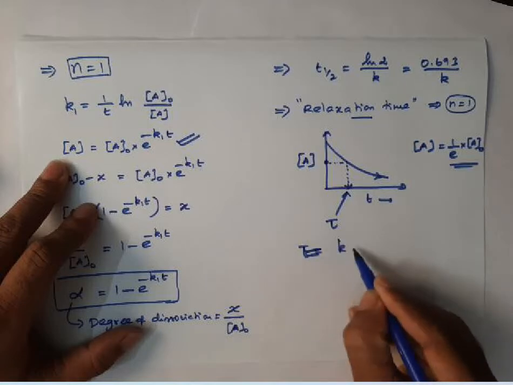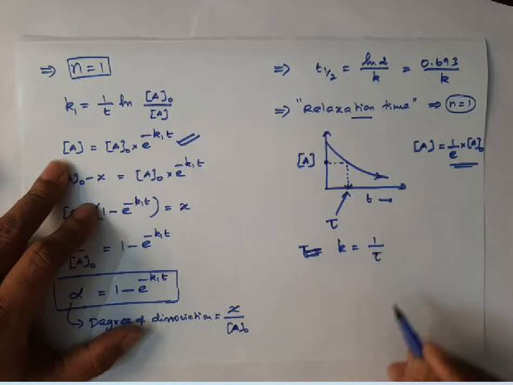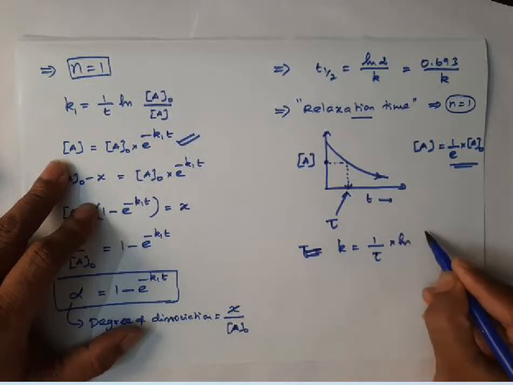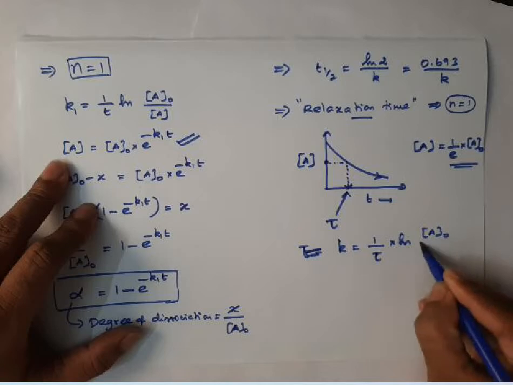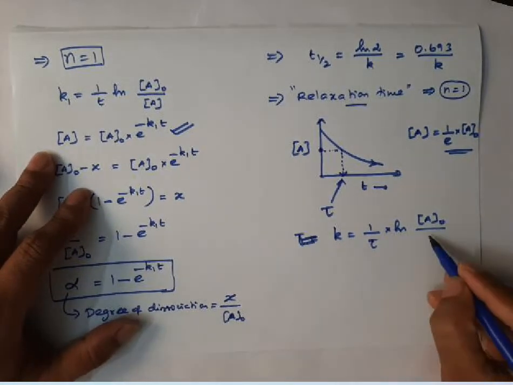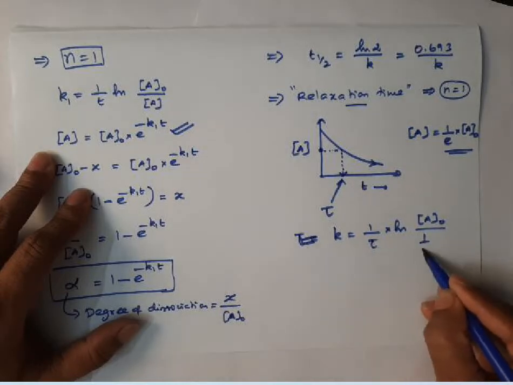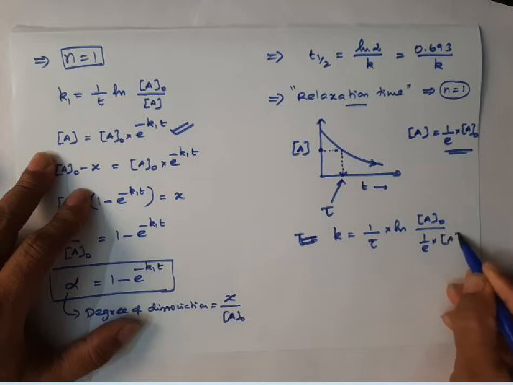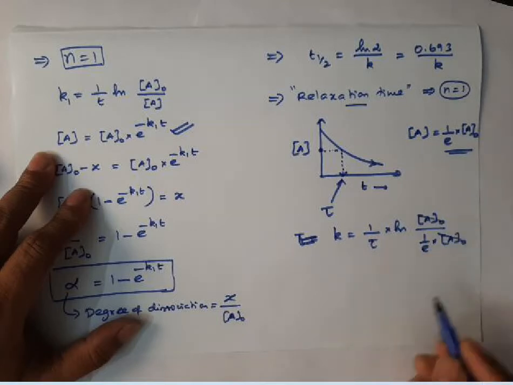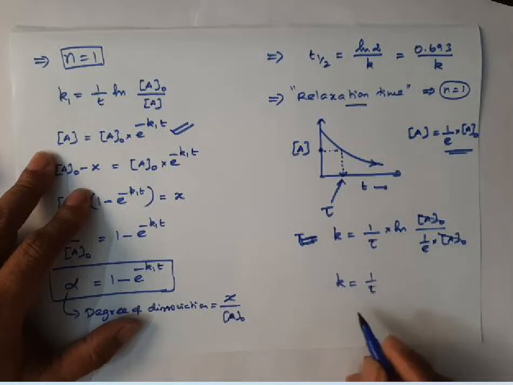And we can also write tau equals, so we know very well the rate constant K equals 1 by tau, where tau is the relaxation time, ln initial concentration of the reactant. I am writing the first order rate constant expression, and the concentration of the reactant at relaxation time becomes equal to 1 by e times A naught. A naught cancels, so you will get ln e is 1, so K equals 1 by tau, or we can write tau equals 1 by K.